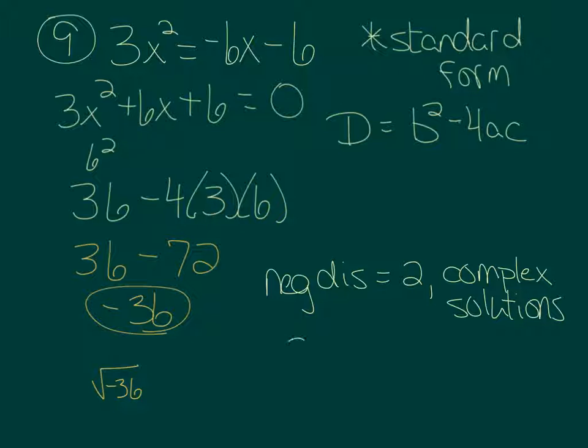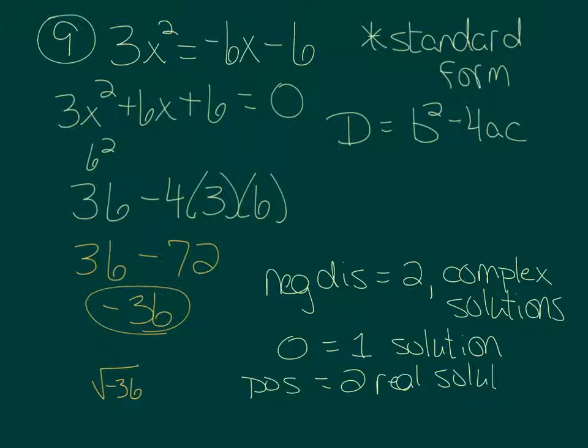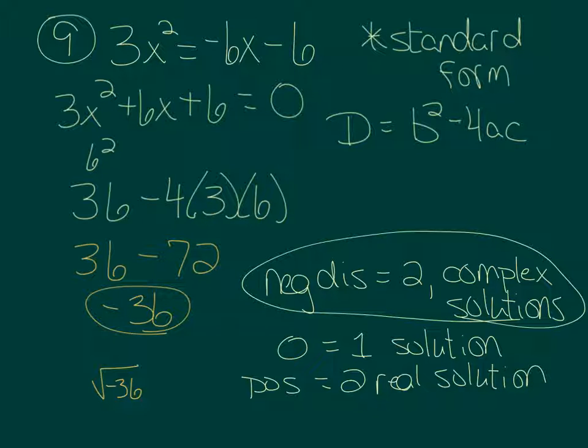If your discriminant is 0, that means you're only going to have one solution. And if your discriminant is positive, that means you have 2 real solutions. That means that i is not going to be involved. So for this one, the discriminant is negative, so we have 2 complex solutions.